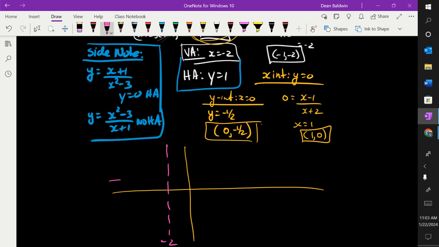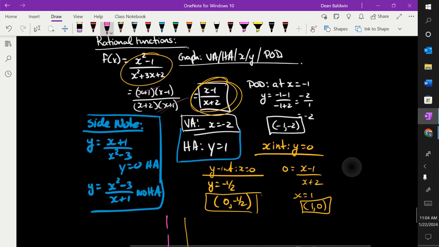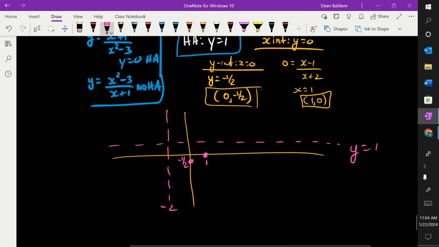Horizontal is at 1. X-intercept is 1, 0. Y-intercept is 0 and -1/2. Where's my POD? POD is at -1, -2. -1, -2 is a POD.